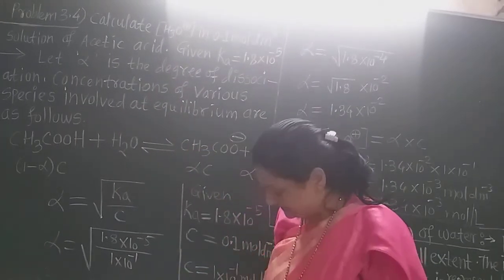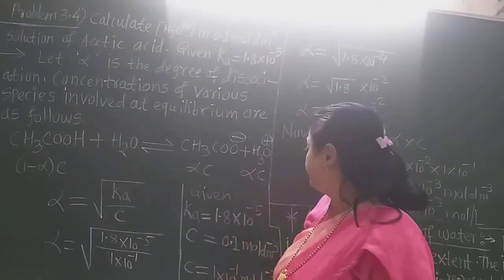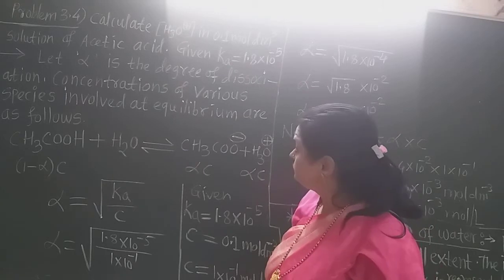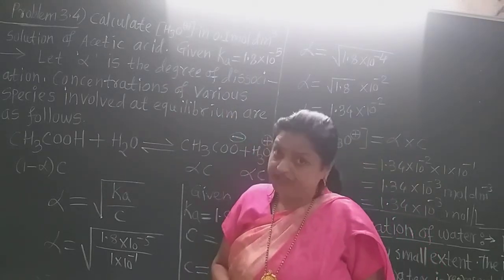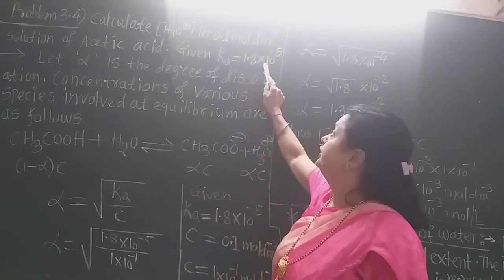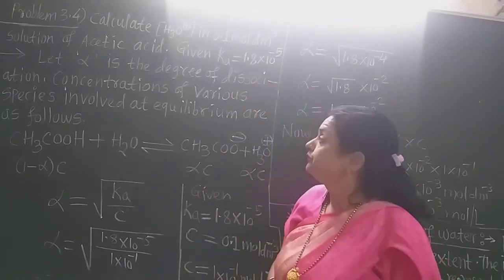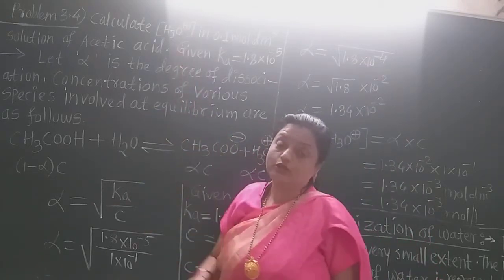Now acetic acid is a weak acid and it ionizes in a very small amount. So the K, that is the dissociation constant of this weak acid, acetic acid, is given. It is equal to 1.8 into 10 raised to minus 5. And they ask us to calculate the H3O+ ion concentration.